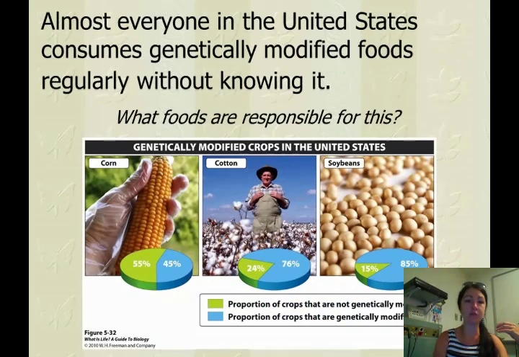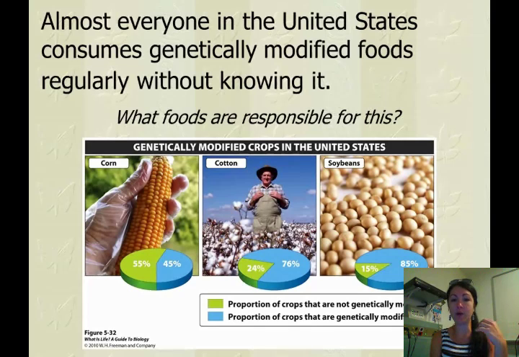Almost everyone in the United States consumes genetically modified foods regularly without knowing it. So if you had cereal this morning, you probably had genetically modified foods. If you had coffee, coffee's been genetically modified. Some of the most common genetically modified foods are corn. If you look down at the pie chart, you can see that 55% of corn plants are not genetically modified, but 45% are genetically modified. So essentially, you have close to a 50-50 chance anytime you eat a corn product of it being genetically modified.